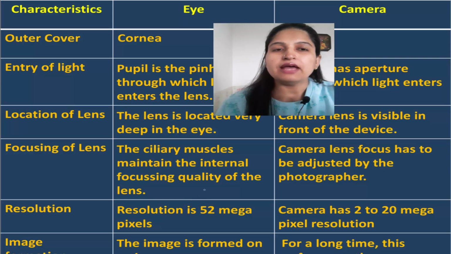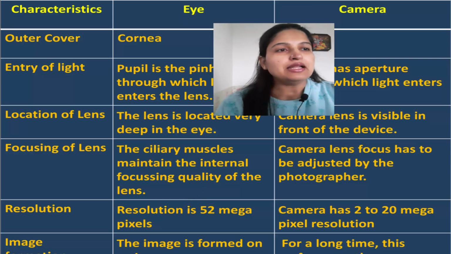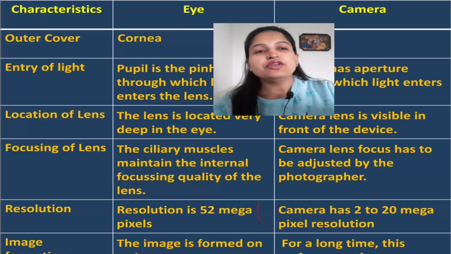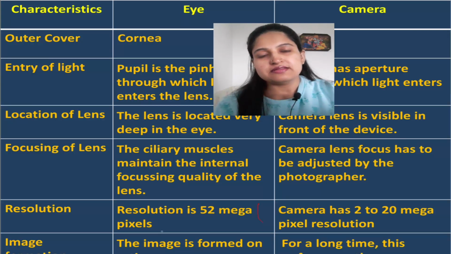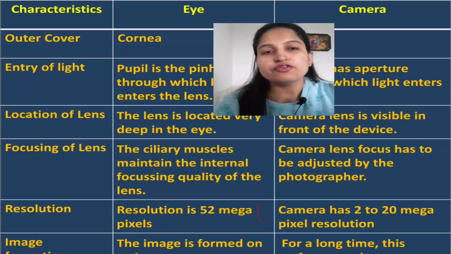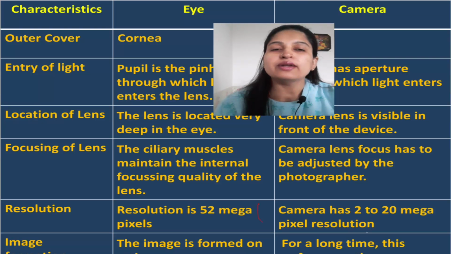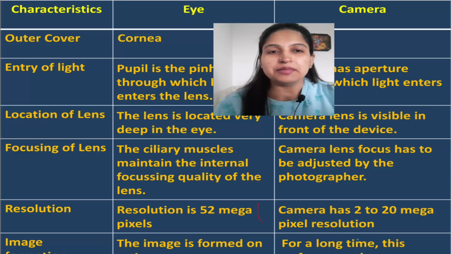The focusing of the lens: the ciliary muscles maintain the internal focusing of the lens in our eyes. Camera lens focus has to be adjusted by the photographer. Each time you have to focus on a distant object or a nearby object, we have to change the lens or refocus the lens. Now talking about resolution: our eyes can resolve up to 52 megapixels, while a camera has 2 to 20 megapixels resolution. Nowadays higher resolution cameras are coming.